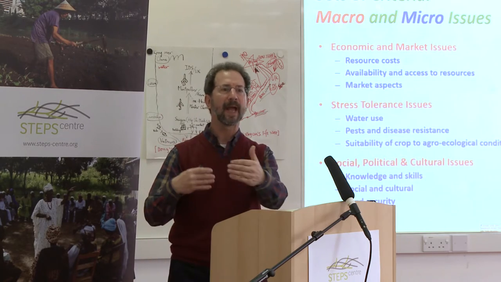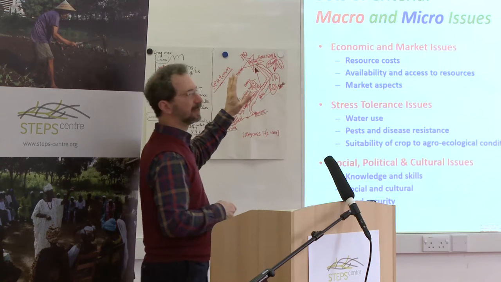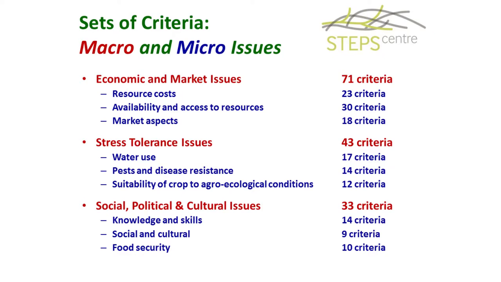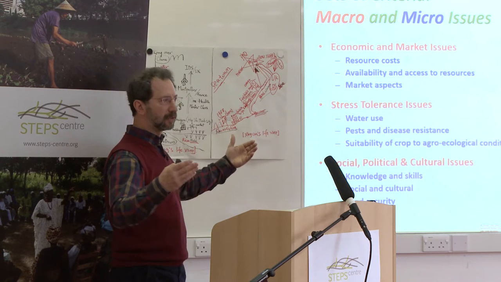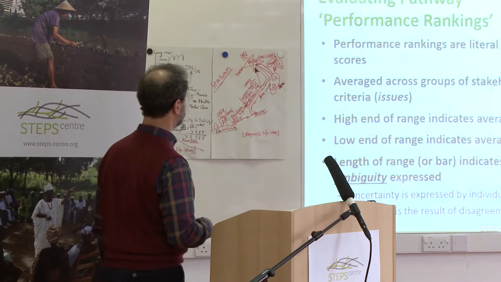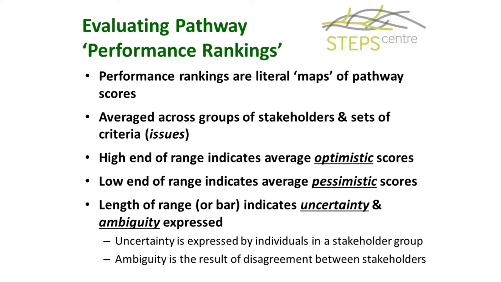Out of this array of different engagements, interactions, interviews with people, we identified a set of macro and micro issues, sets of criteria around economic and market questions, around stress tolerance related to all those questions of environmental change, and some of the social, political, and cultural issues, and clustered those in different ways to do our analysis using the MCM. And then we use that for evaluating the pathways and coming up with our so-called performance ranking of those pathways from the point of view of the different stakeholder groups.